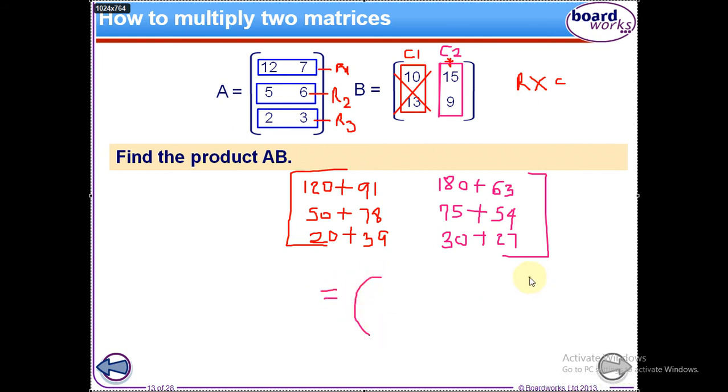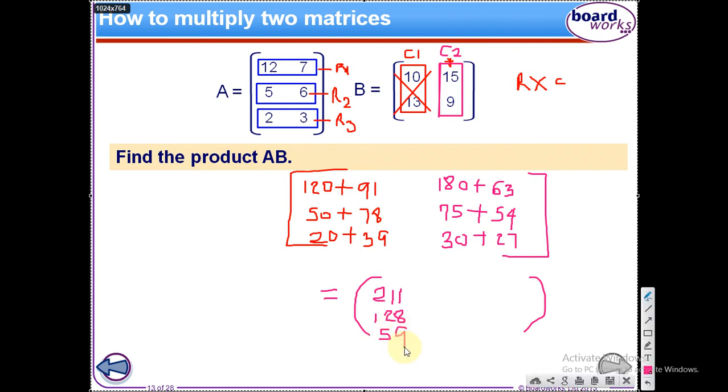So the final answer is 120 plus 91, and that is 211. Then 50 plus 78, and that is 128. Then finally 20 plus 39, and that is 59.